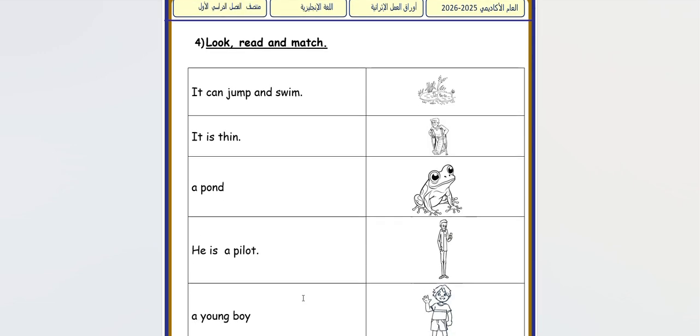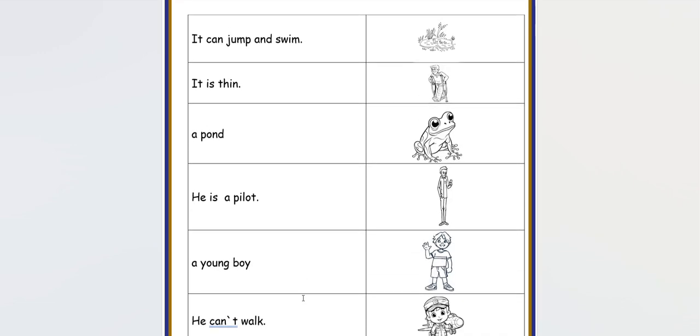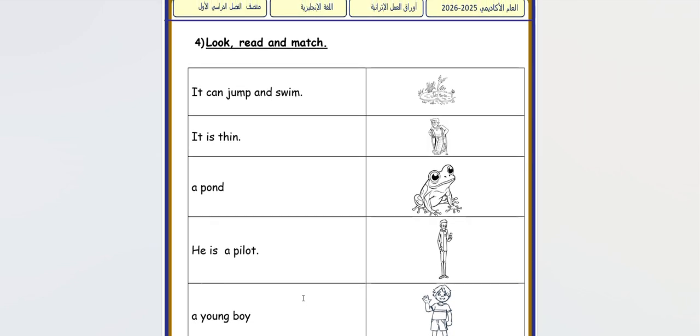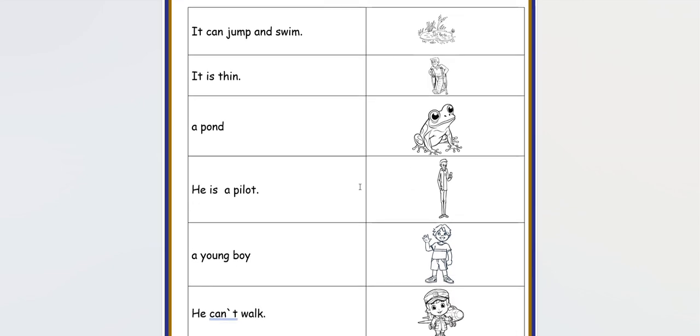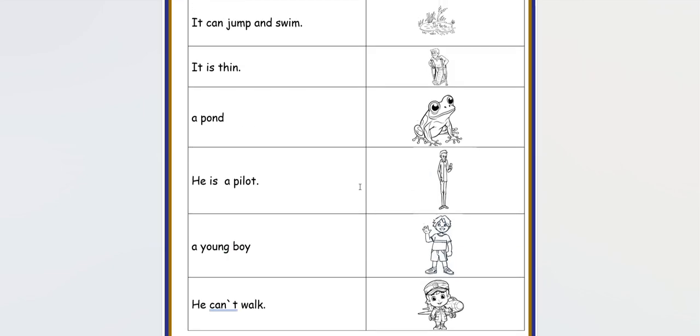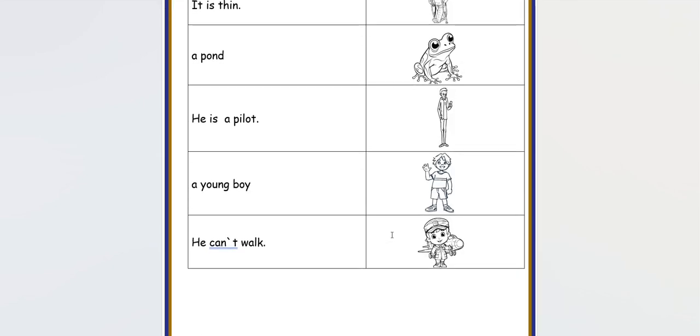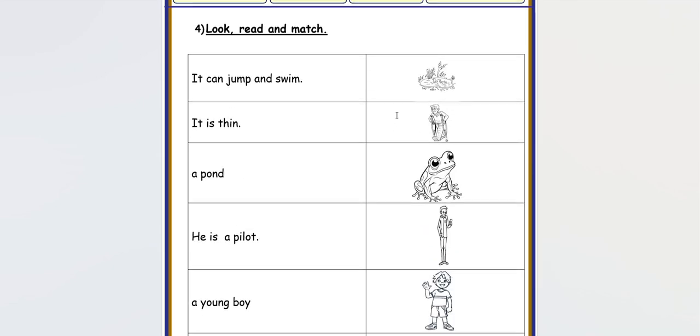Okay, let's move to the next one. Look, read, and match. It can jump and swim. Which animal can jump and swim? I think it's the frog. So we match between the frog and this sentence, the first sentence.